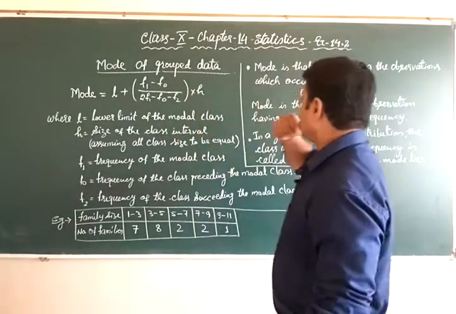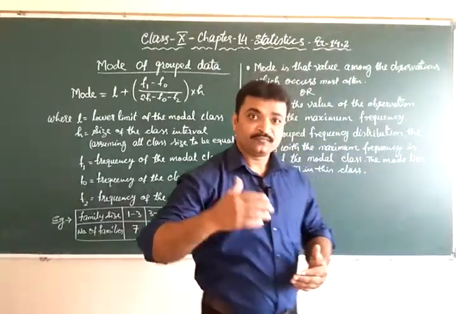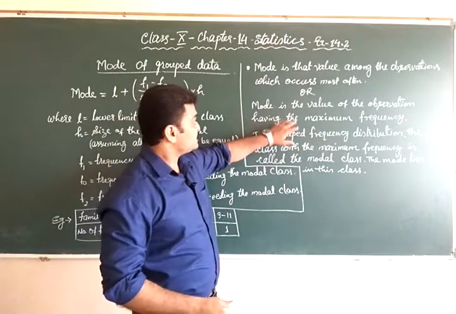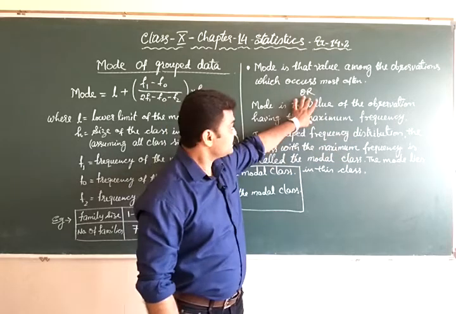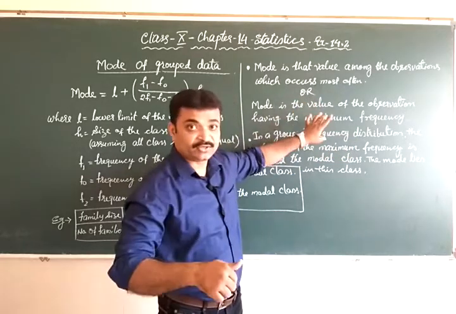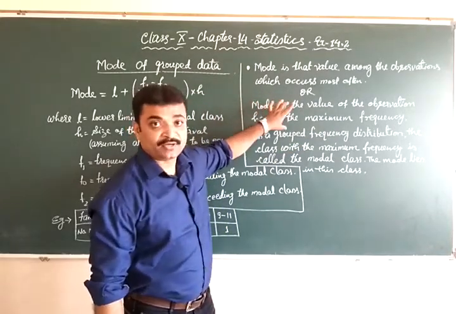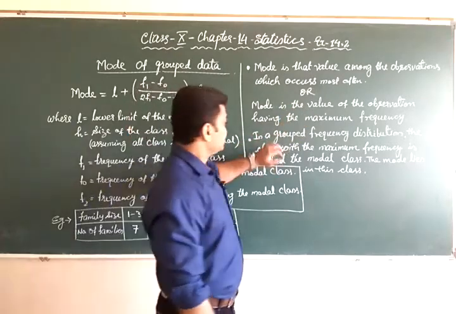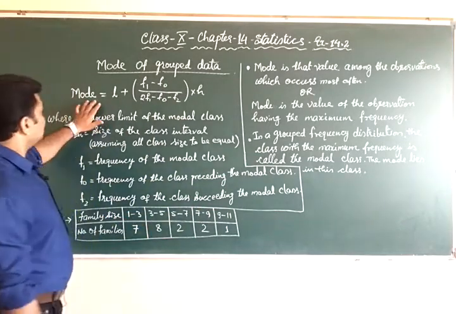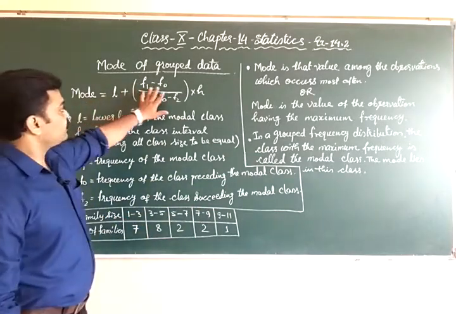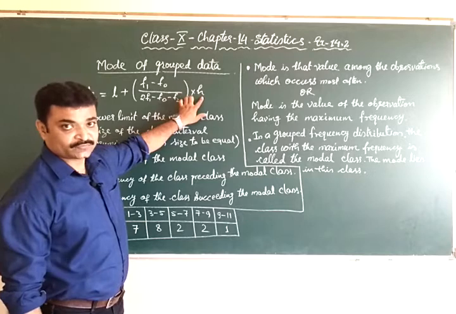So what is mode? Mode is that value among the observations which occurs most often. We have studied it already. Or we can say mode is the value of the observation having the maximum frequency. This is part of this video because this includes your exercise 14.2. So what is the formula for finding the mode? Mode is equal to L plus (f1 minus f0) upon (2f1 minus f0 minus f2) into h.